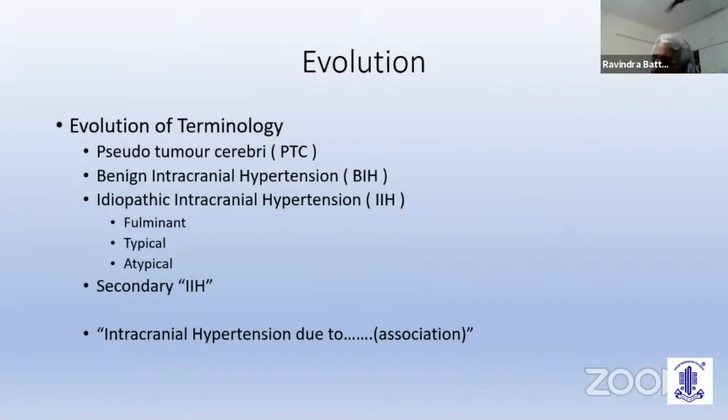And then a loose word called secondary IIH, where you don't have a tumor, but you do have certain associations or certain drug toxicities which cause it. And I believe a little more accurate statement on the latter would have been intracranial hypertension due to the appropriate association or drug toxicity, to mention the exact cause in the secondary IIH patients.